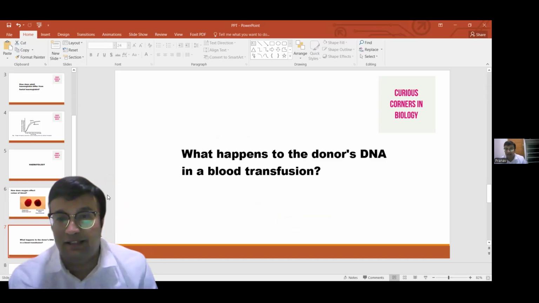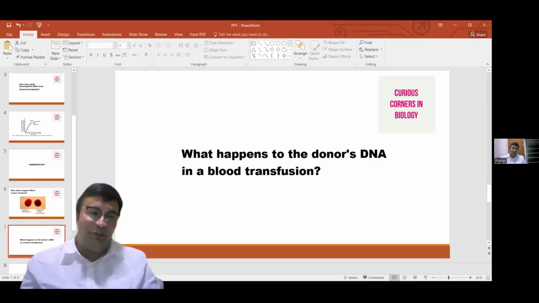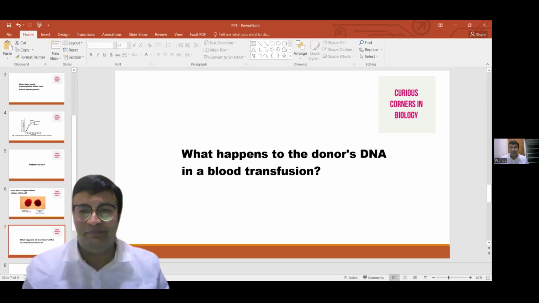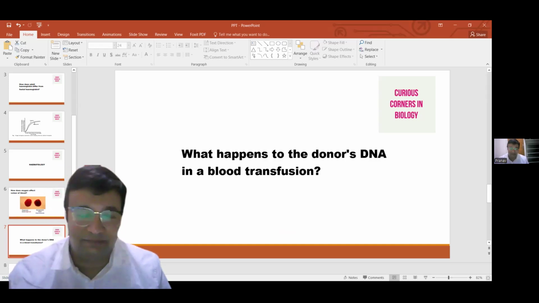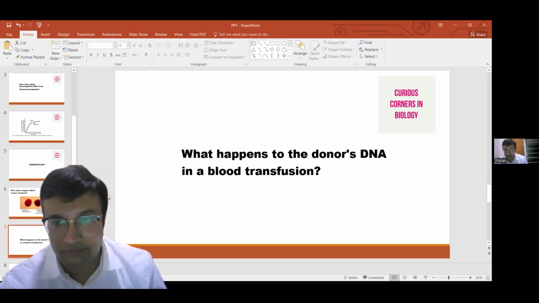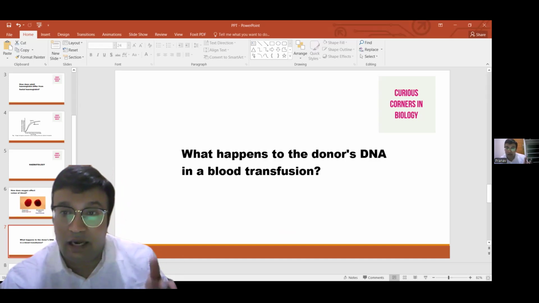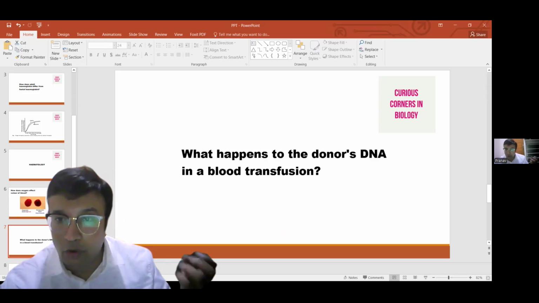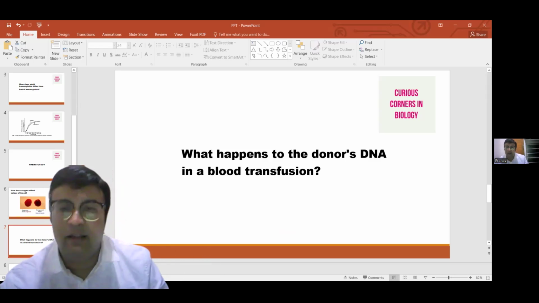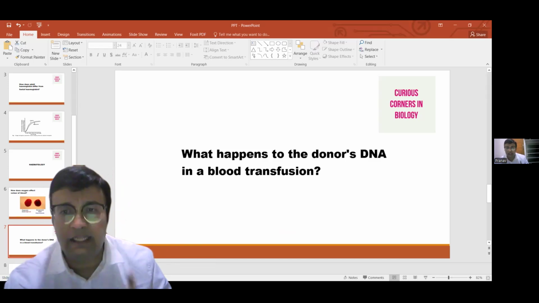Now, this is the heart of today's discussion. This is a very good question actually, but it's very simple to answer. We all have heard about blood transfusion. Okay. Blood transfusion is simply transfusing blood, that is transferring blood from donor to recipient. Recipient is the patient who needs the blood for any reason.